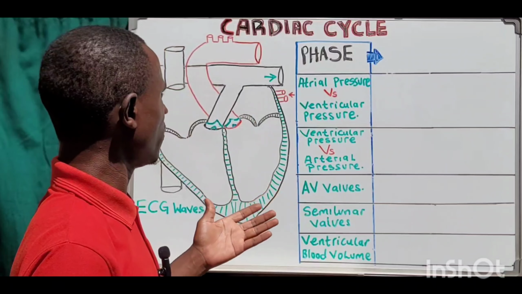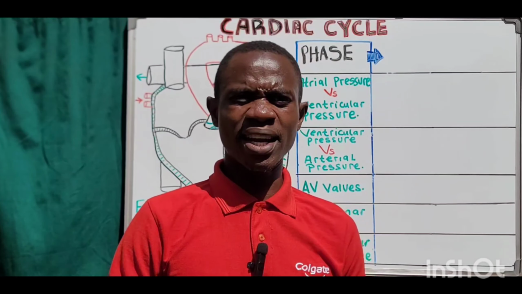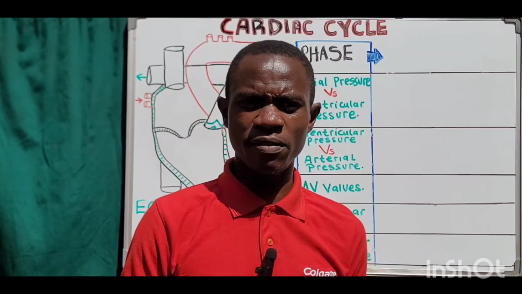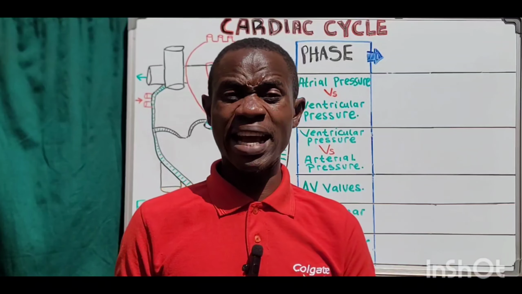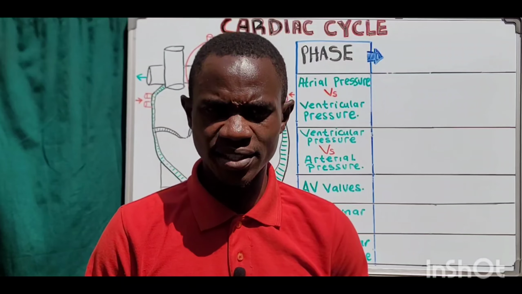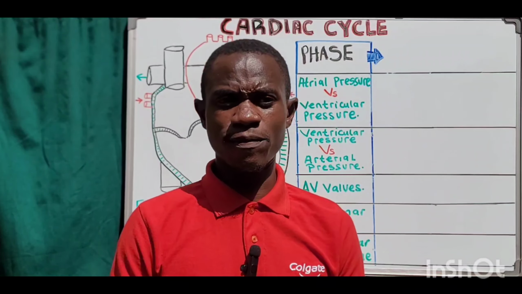So now, in the previous video, we looked at the basics of what we call the cardiac cycle. We said that the cardiac cycle is those mechanical events that occur within one heartbeat, which takes approximately 0.8 seconds. And we said that the cardiac cycle occurs in mainly 4 phases.